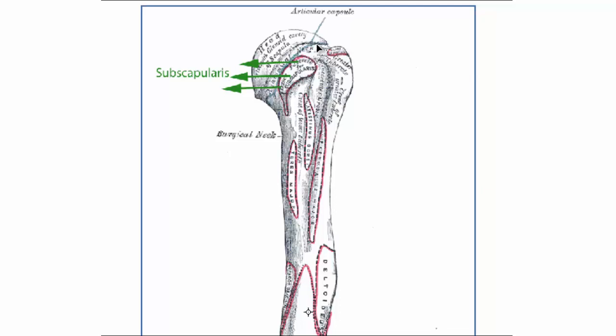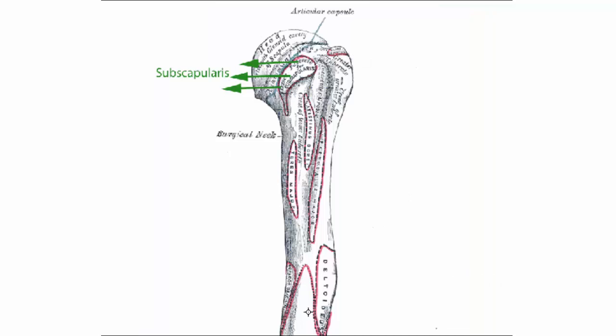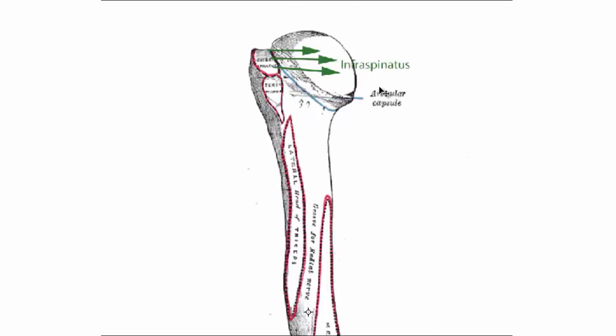As we go over the top, the superior wall of the rotator cuff is made by supraspinatus that we referred to earlier. And if we now turn and look at the other side of the humerus, we can see the rest of the rotator cuff, the infraspinatus here at the top, and then below that the teres minor.